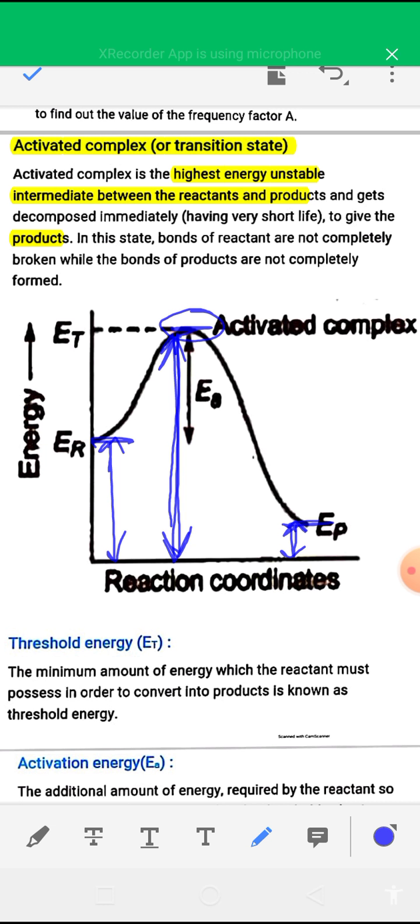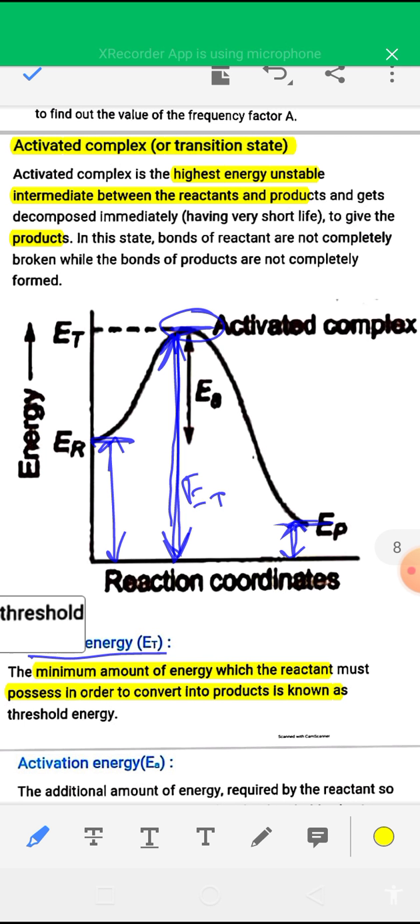Now see what is threshold energy. Et is the minimum amount of energy which the reactant must possess in order to convert the reactant into product, known as threshold energy. And from this graph, this energy gap or difference is known as threshold energy.